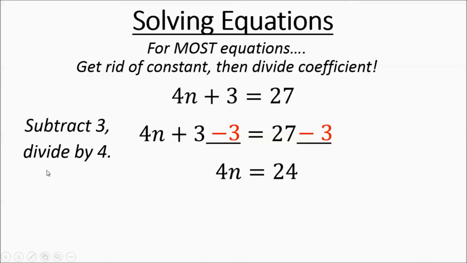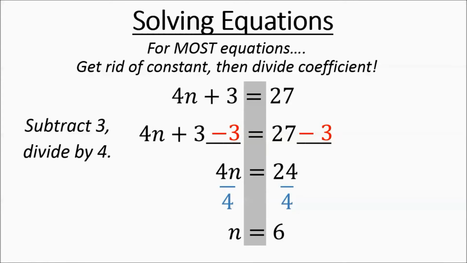And then over here, we're going to divide by 4, and that's to divide out the coefficient. So we're going to divide by 4, and that cancels out here. Well, it leaves you with 1n, and then 24 divided by 4 is going to be 6. And then you're going to want to double check. You take that 6, plug it back up here. 6 times 4 is 24 plus 3. You do get 27. Notice how the equal signs stay lined up.